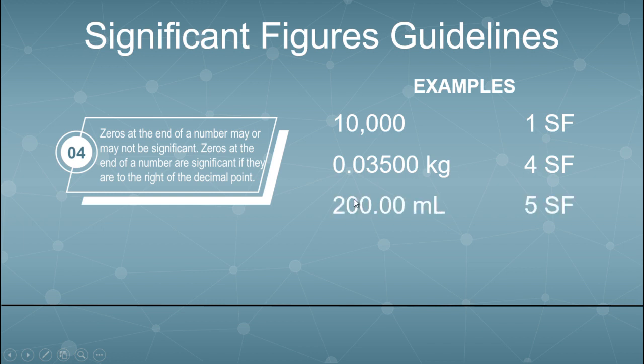Next, 200.00 ml. So, ganina, di ba sa 10,000, dili counted, no? However, tungod kay naa tay decimal, okay, naa tay nag-una niya nga dili zero or non-zero number, naa tay decimal point. So, kani siya to the right of the decimal. So, counted na po ni siya because there is a non-zero preceding to that. Therefore, naa tay 1, 2, 3, 4, 5 significant figures.